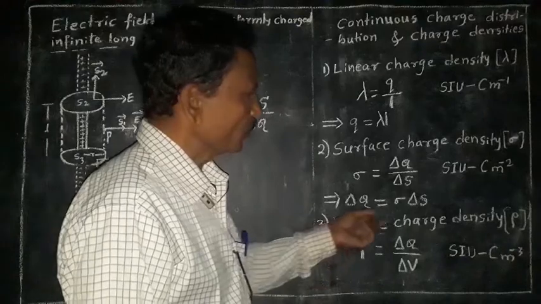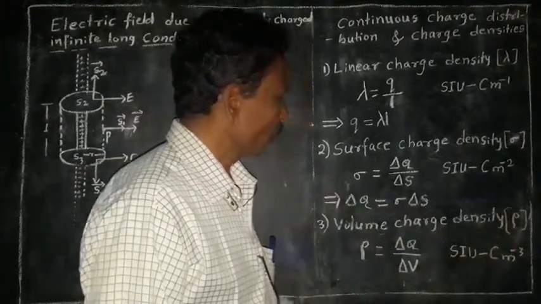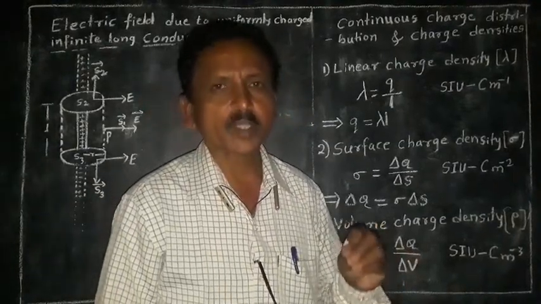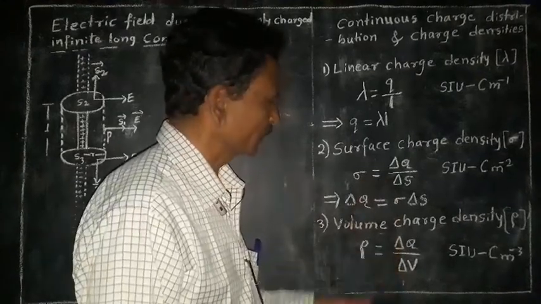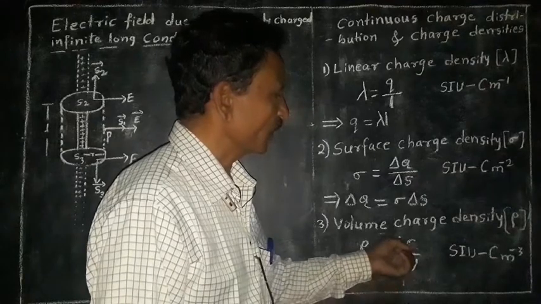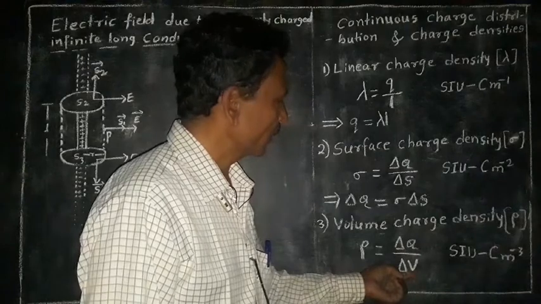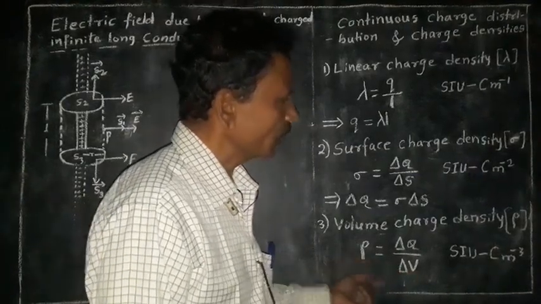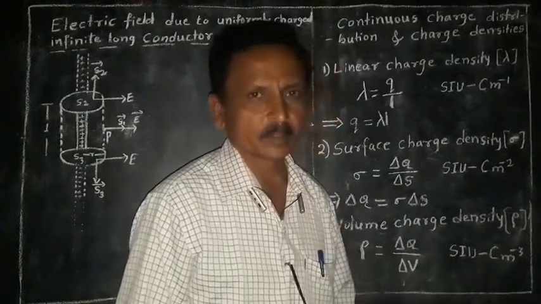Then volume charge density, it is denoted by rho. Volume charge density is the amount of charge per unit volume of the conductor. Thus rho equal to delta Q by delta V. The unit of charge is coulomb, the unit of volume is cubic meter. Hence the unit of volume charge density is coulomb per cubic meter.